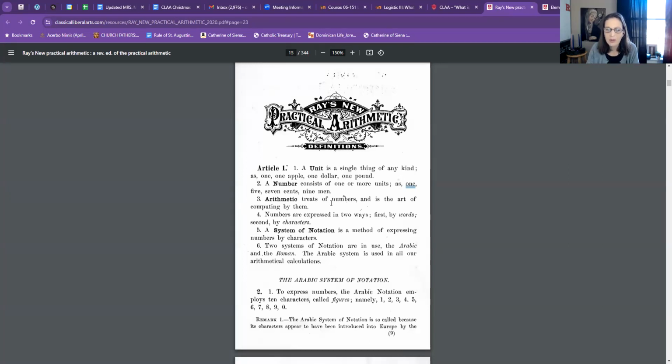Okay. So a number is 1 or more units. It could be 100 soldiers. It could be 5 apples. Those are all examples. Good, Isabel. 1 doll. Or it can be 7 dolls. Okay. It doesn't have to be just 1.